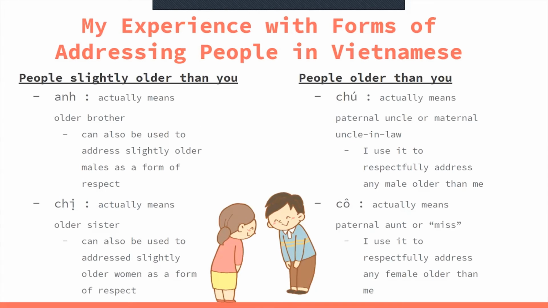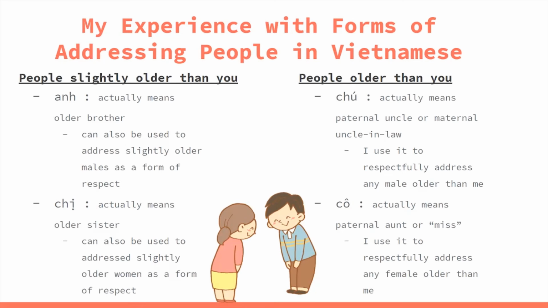And this is my experience with forms of addressing people in Vietnamese. If I wanted to address someone who was slightly older than me, I would call them Anh. This actually means older brother. If this person who was slightly older than me was a female, I would call them Chi, which means older sister.